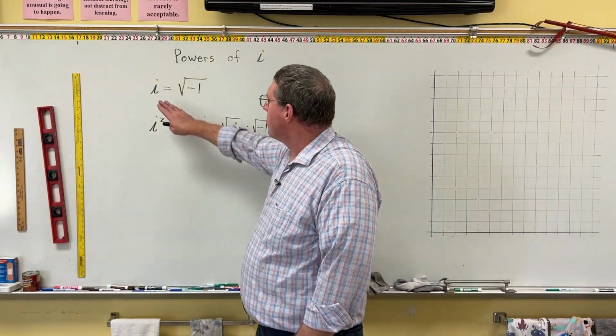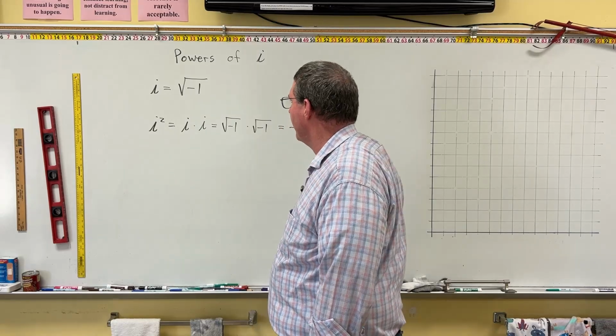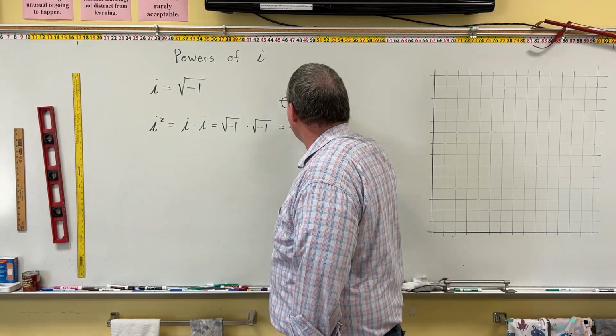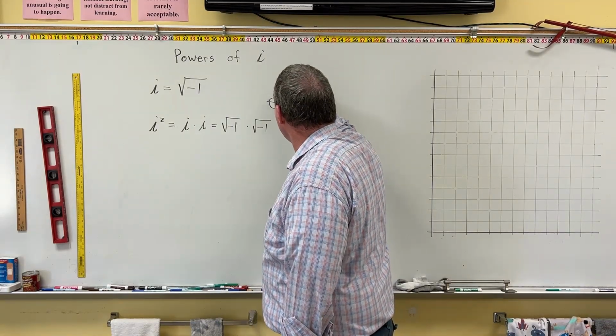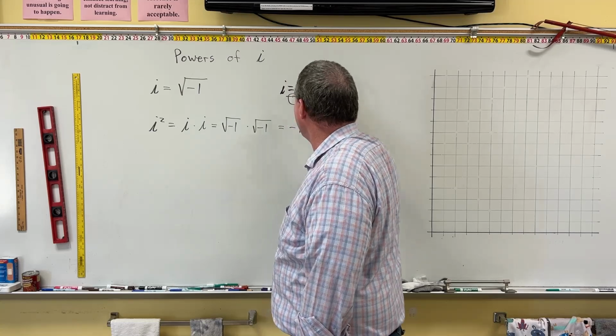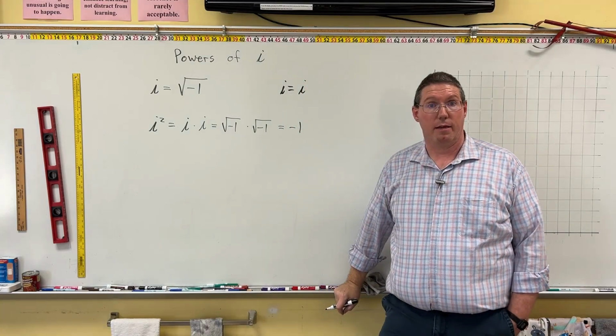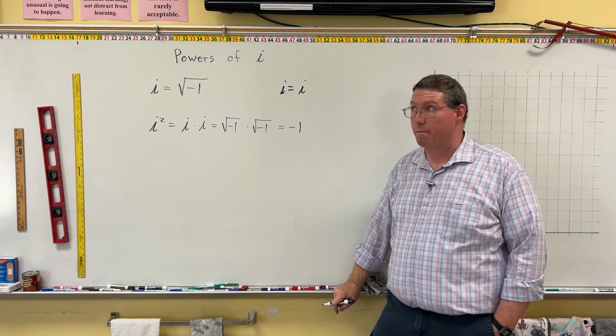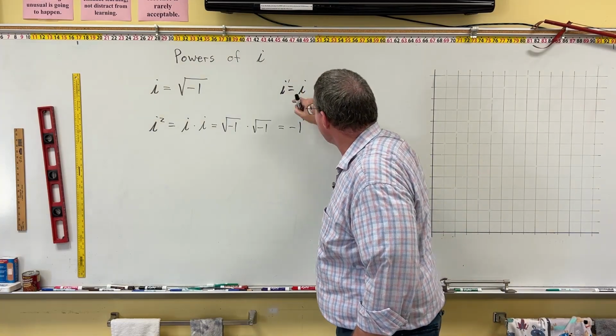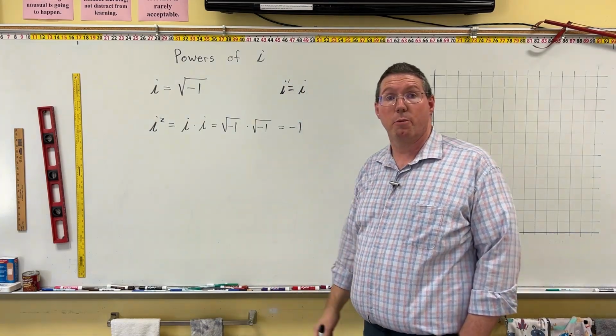We know that i is equal to the square root of negative 1. And so if somebody said, well, what is i equal to? Well, you would just say that it's equal to i. There's no other way of saying it. If somebody said, what is i to the first power? i to the first power is equal to i to the first power. It's just equal to i.